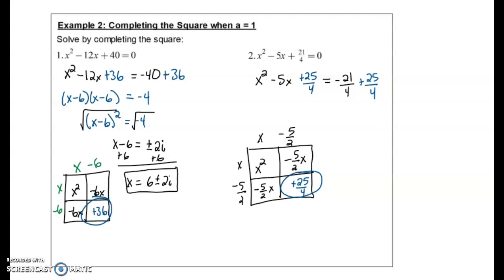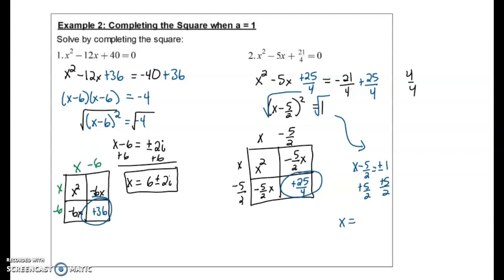Okay, so now this becomes x minus 5/2 squared. And on the right side, negative 21/4 plus 25/4 is 4/4, which is 1. Okay, so to solve, we're going to square root both sides. I'm going to come down here just for space. So I have x minus 5/2, and the square root of 1 is plus or minus 1. So now we're going to add the 5/2. So we get 5/2 plus or minus 1.